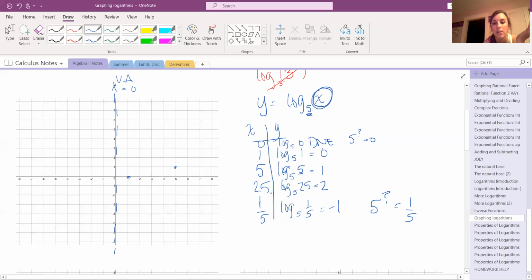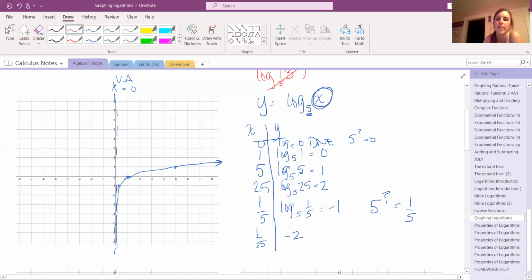25, 2, I just can't really plot that. And I have 1/5, -1. Okay, so let's go ahead and plot these. And you could do more points, like you could do 1 over 25. 1 over 25 would be -2. But it's really hard to plot 1/25 down at -2.